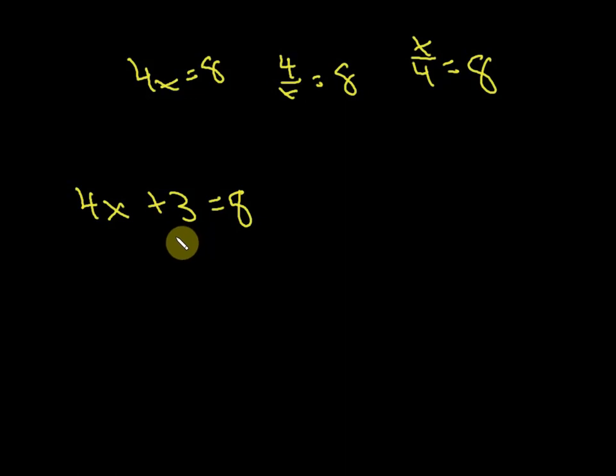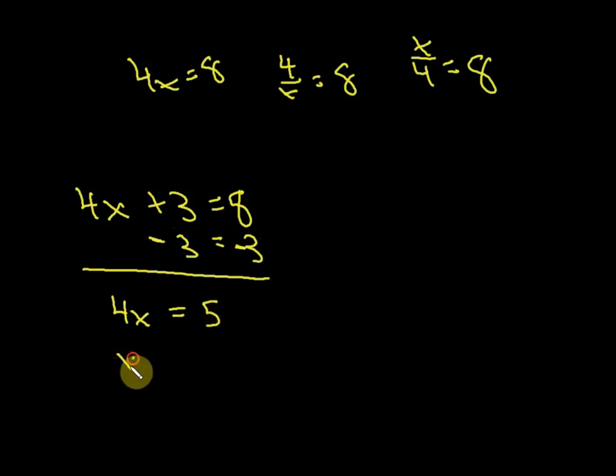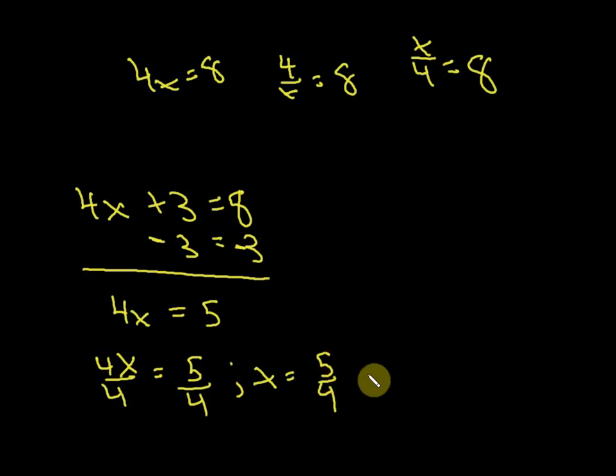There are a couple of ways to do it, but what I'm seeing here is if I can subtract 3 from both sides, I can isolate this 4x, right? Get 5, and then if I divide 4 by 4, right, I get x is equal to 5 over 4. But then if I want to simplify it, I can also say 1 and 1/4.